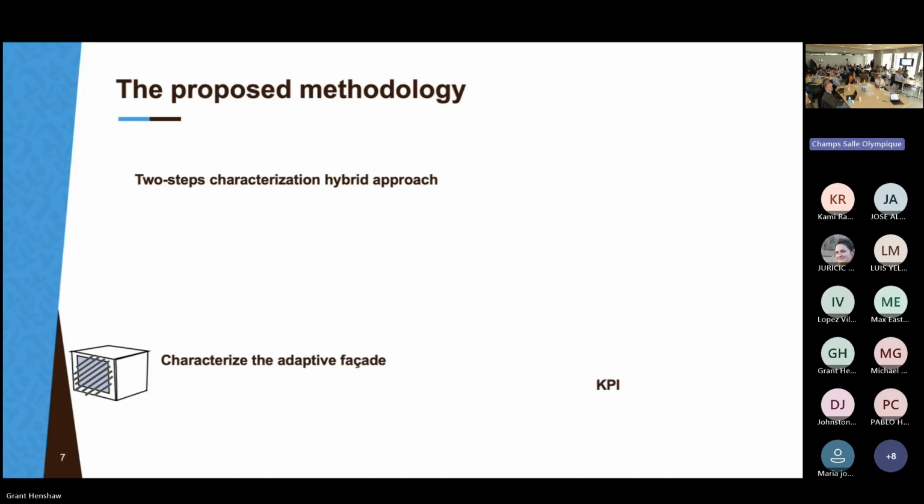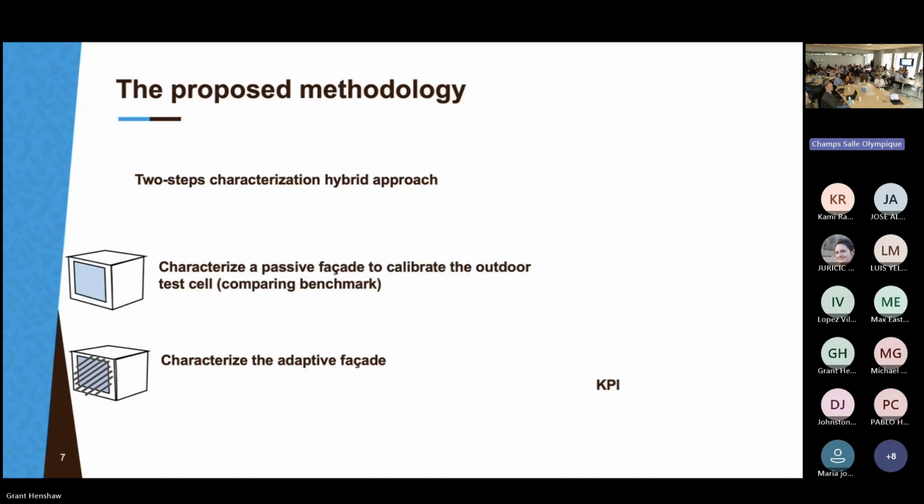So basically, you want to characterize your adaptive facade, meaning that you want to estimate a KPI, an indicator of performance. In order to be able to isolate the phenomena and the heat path that this adaptive facade modulates, you need to master well the behavior of the test cell around it. So for this, you will need an early step, which is to characterize a passive facade to calibrate your outdoor test cell. At the same time, this can bring you a comparing benchmark with the performance of your adaptive facade.